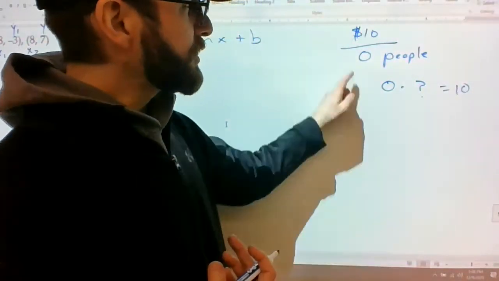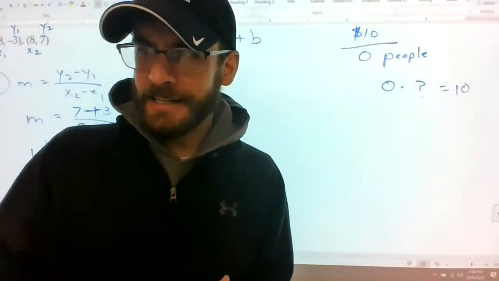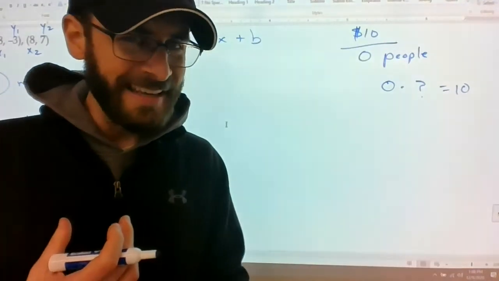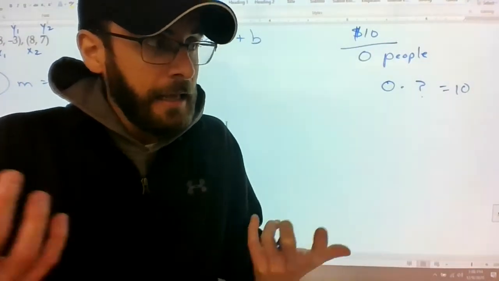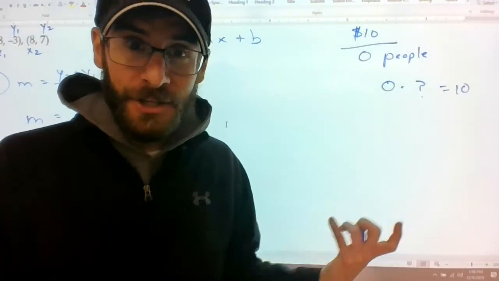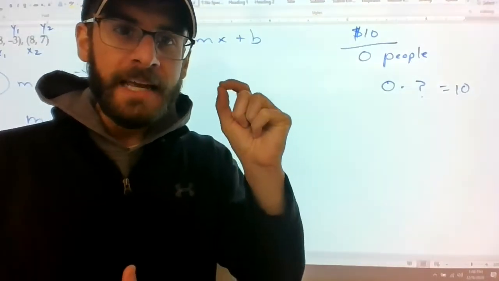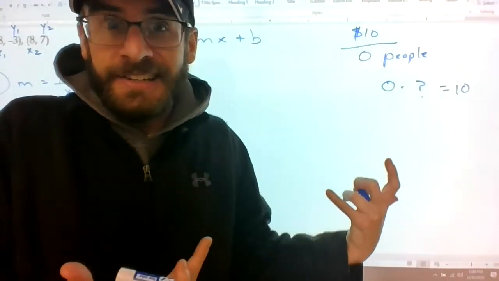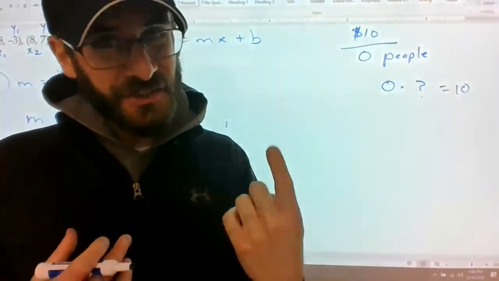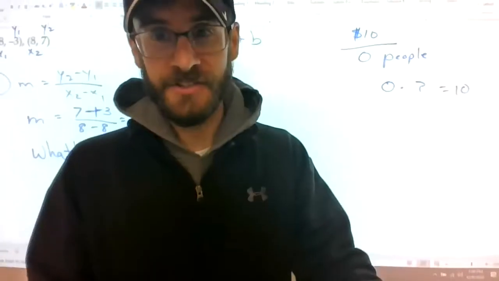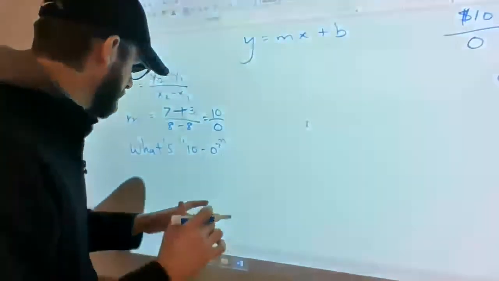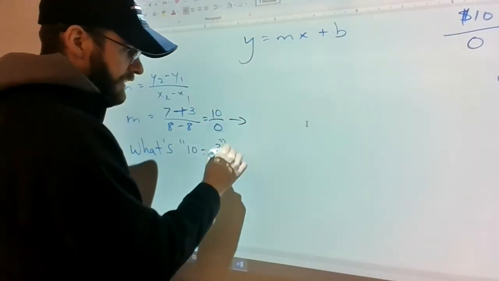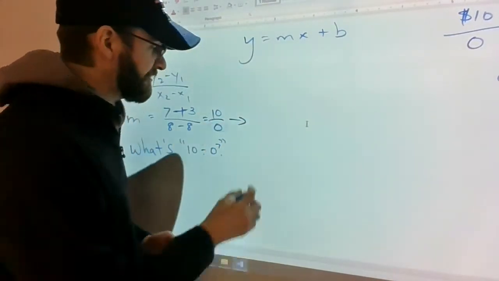So this right here is kind of gibberish, right? I have $10 divided by 0 people. How much does each person get? There's no people to talk about. So that ratio is sort of an undefined number. It's a value that doesn't really exist anywhere. So this is the really weird, tricky thing that happens. In this particular situation, you have to say that 10 divided by 0 is going to be an undefined value.